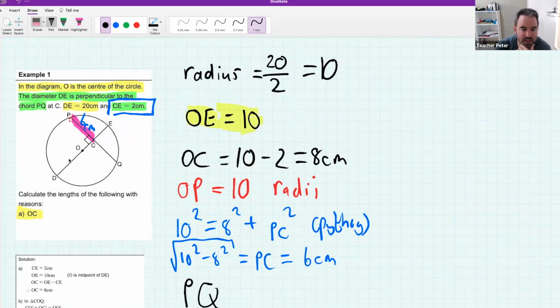Is there a theorem that deals with a line coming from the center perpendicular to a chord? The theorem says that if a line comes from the center perpendicular to the chord, those two parts are going to be equal. So what is the length of PQ going to be?